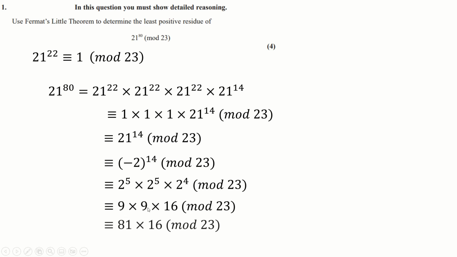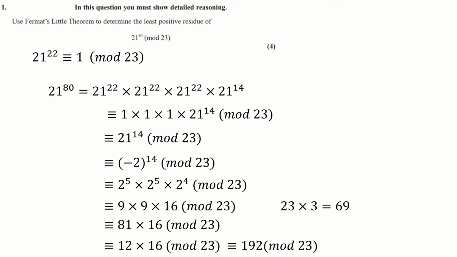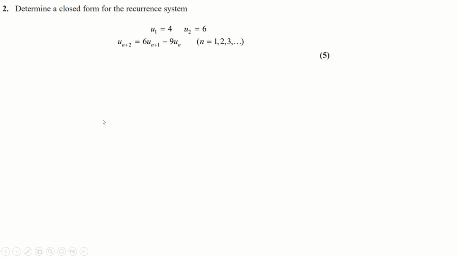9 times 9 is 81. You can then work out what 81 is, mod 23. It's 12, I guess. Then 12 times 16 is 192. You can work out what that is, mod 23, and it's 8. And that would be your answer to question 1, or at least one way of getting the answer.